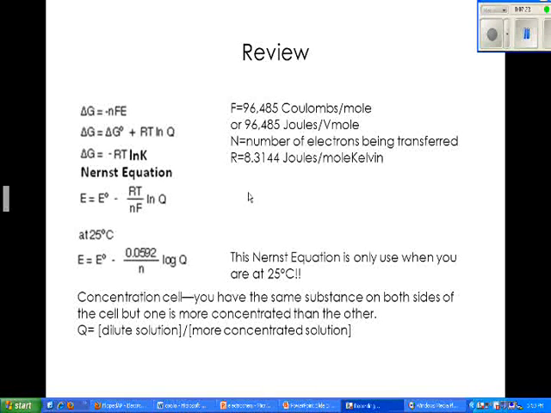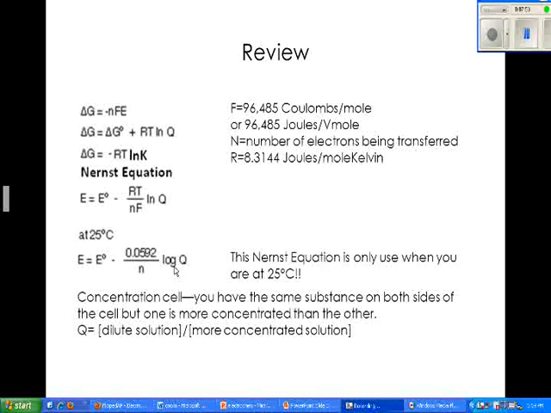But at 25 degrees Celsius, this is a specific equation that you can also use. E equals E standard minus 0.0592 over N times log of Q. Notice the difference between ln Q and log Q here.